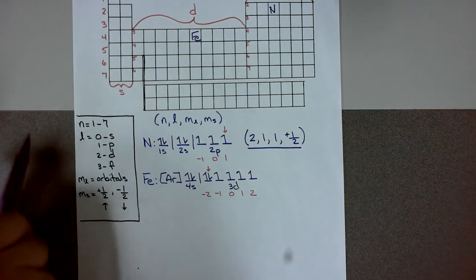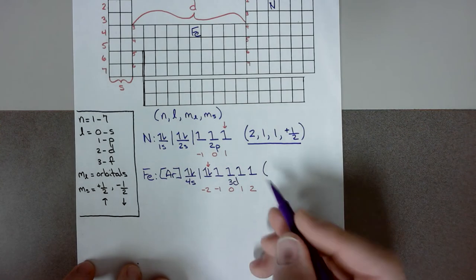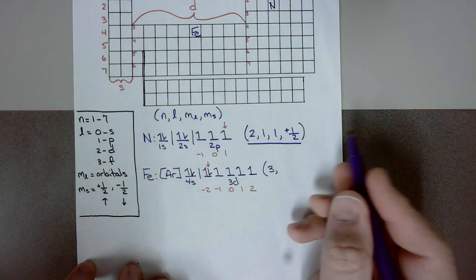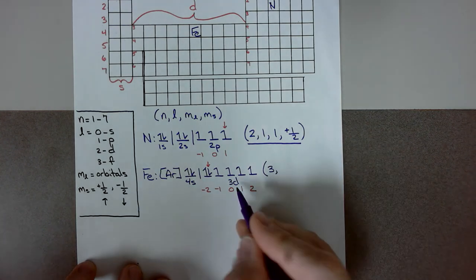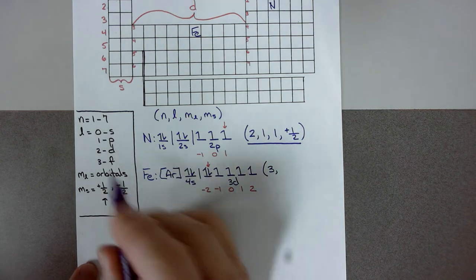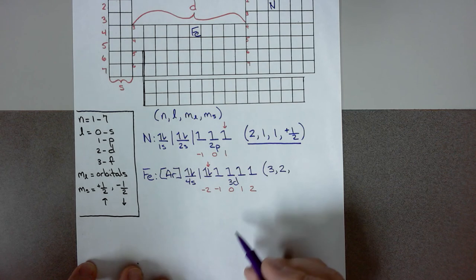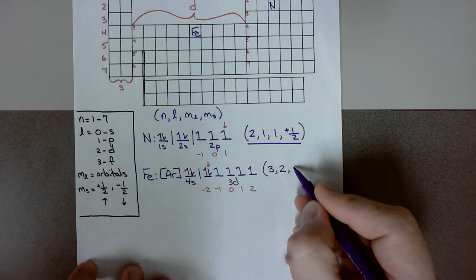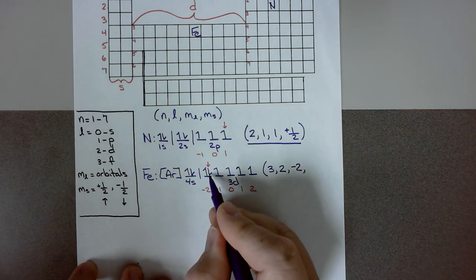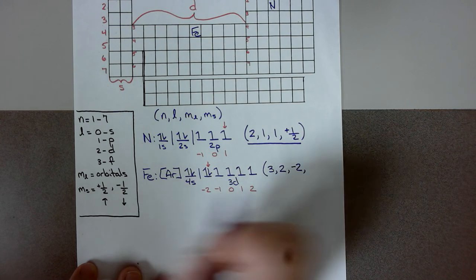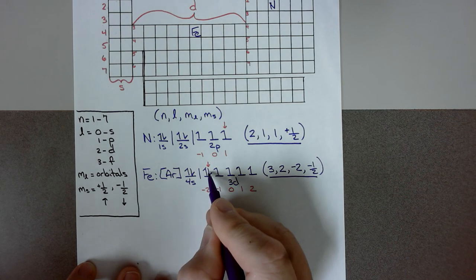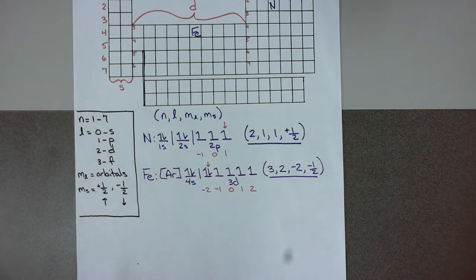For our quantum set, this is energy level 3, that's the N quantum number. The L quantum number is for the sublevel, it's D, and D is represented with the number 2. Then the orbital that it lands in is the -2 orbital of the d orbitals, so it's a -2, and then it's a down arrow, so I'm going to use a -1/2. And that is my quantum set for that electron in this element. We're going to do one more, and then that'll be it for today.